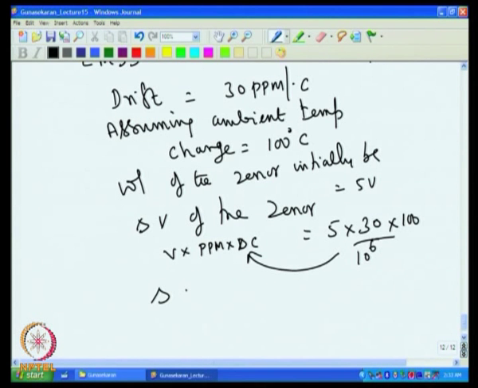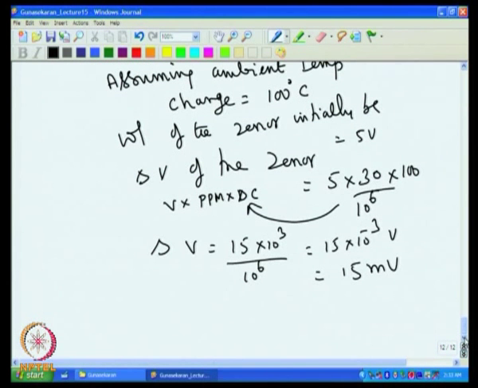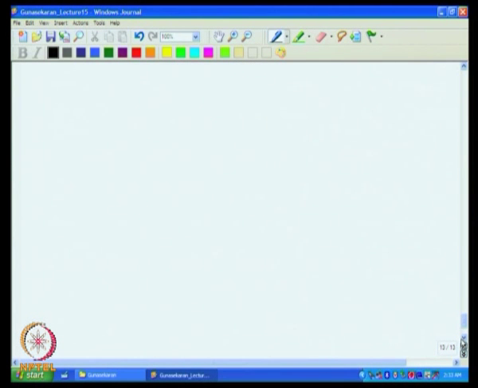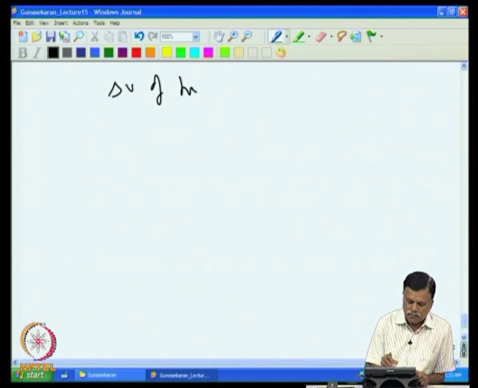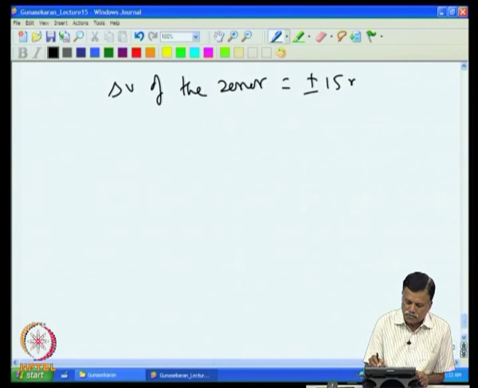So, delta V then it becomes 15 into 10 power 3 divided by 10 power 6, that is 15 into 10 power minus 3 volt, that is 15 millivolt. So, Zener voltage will change by plus or minus 15 millivolt for 100 degree temperature change. So, the delta V of the Zener is equal to plus or minus 15 millivolt.